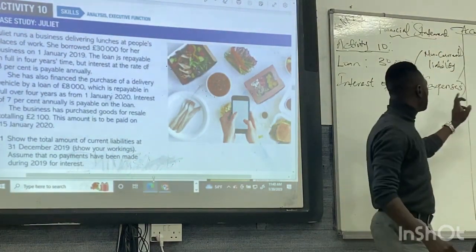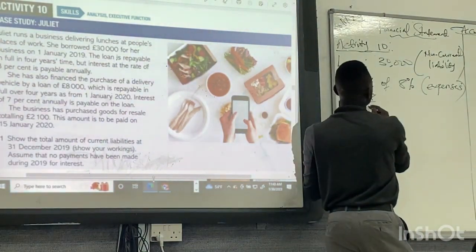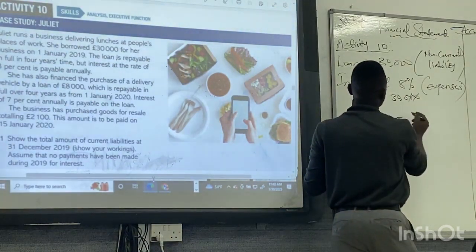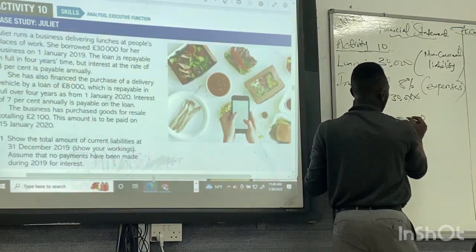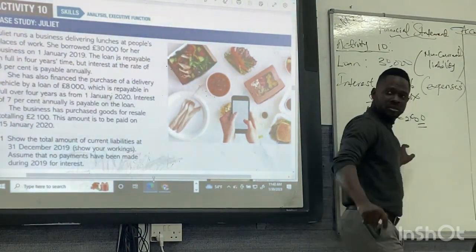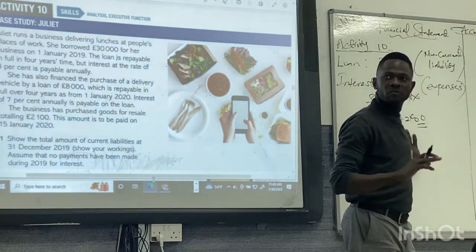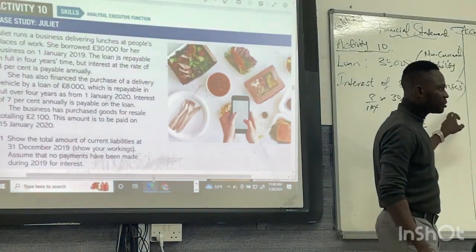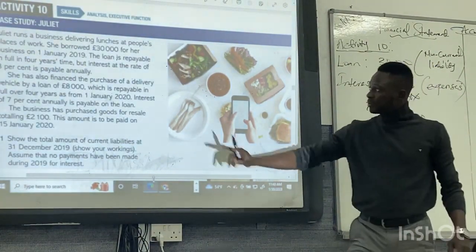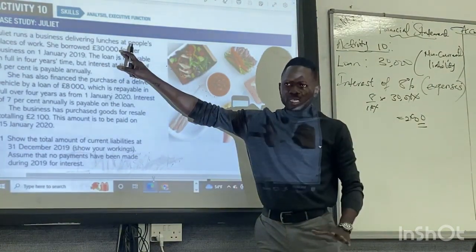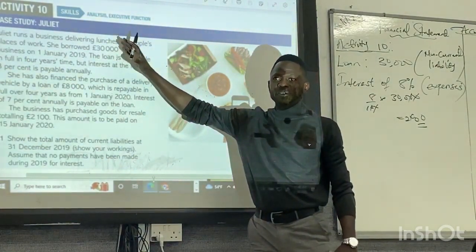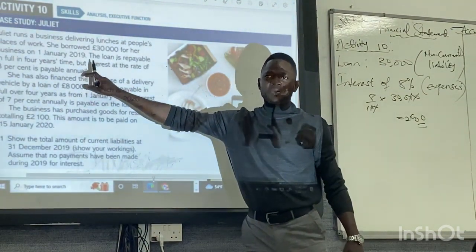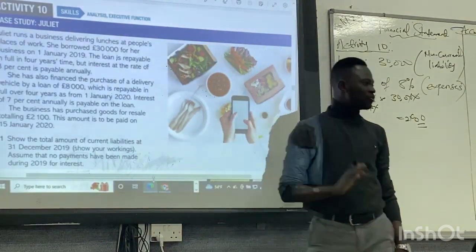So every year, Juliet will be paying 8% of 30,000. That's 30,000 times 8%, which is £2,400 interest payable in your statement of profit or loss. I think it's clear, which is what? An expense. Any questions about this? No. Okay. 30,000 is a non-current liability, which is a loan. It's going to be on your statement of financial position. Then the interest, which is 8%, will be in our statement of profit or loss as interest payable.